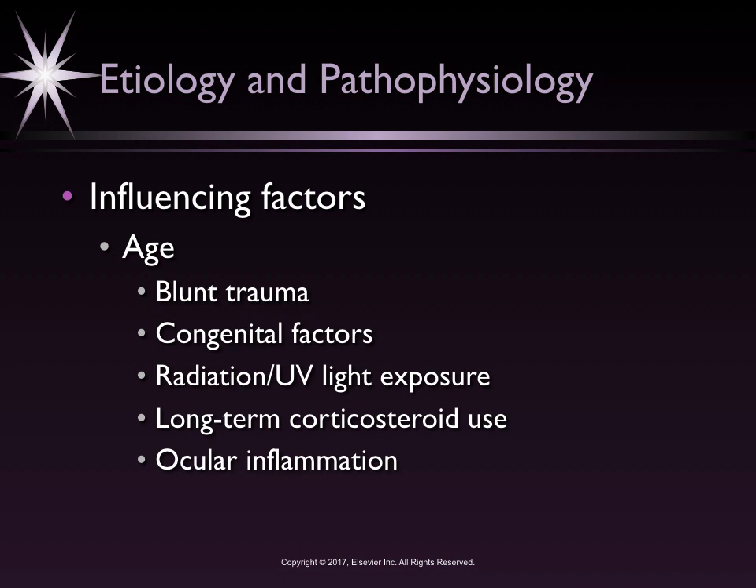We often see congenital cataracts in infants associated with other congenital abnormalities, or we may see it with a congenital infection. Exposure to radiation or UV light, long-term corticosteroid use, and ocular inflammation. In addition, patients with diabetes tend to develop cataracts at a much younger age.